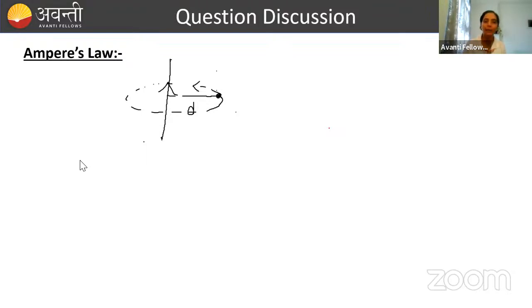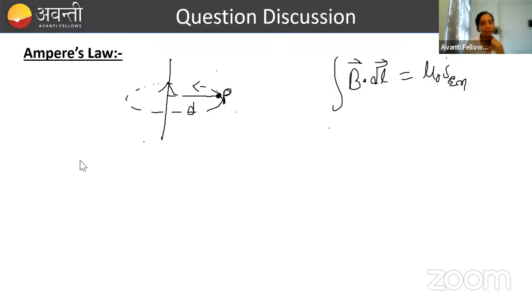So if it is like this and you have to calculate magnetic field at point P, how will you apply the ampere circuital law? So यहाँ पे ध्यान से देखो, B dot dl equal to क्या होता है? Mu naught I enclosed again. So first thing we need to see is, what is the shape of magnetic field? So here the shape of magnetic field is circular.